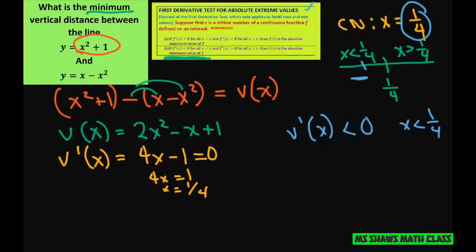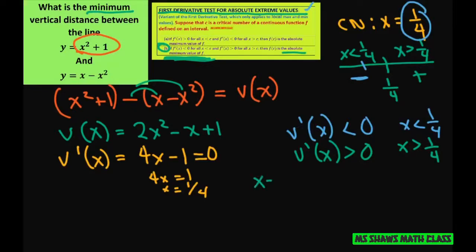And the derivative is going to be positive when x is greater than 1/4. That follows into category B for our first derivative test for absolute extremes. So it indeed is the absolute minimum value of v, at x equals 1/4.